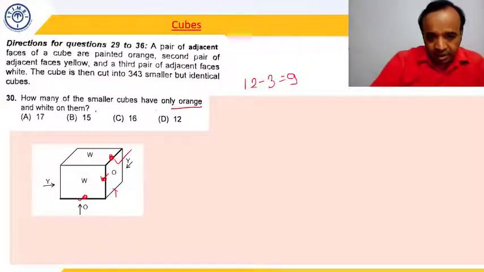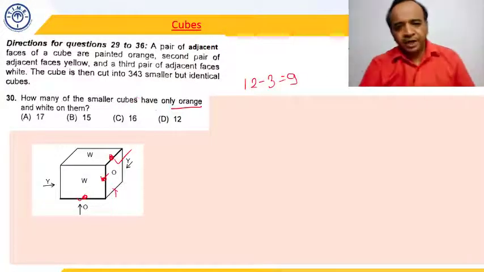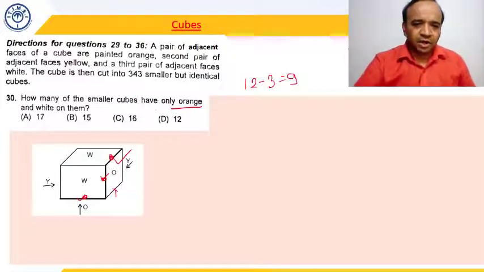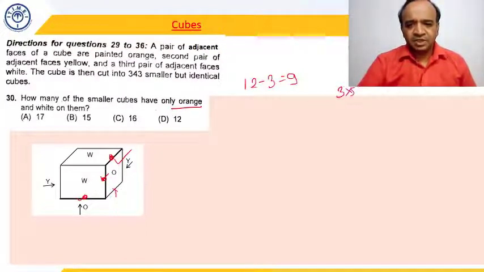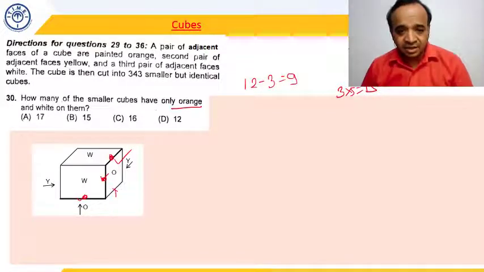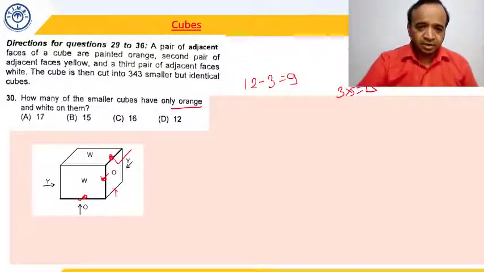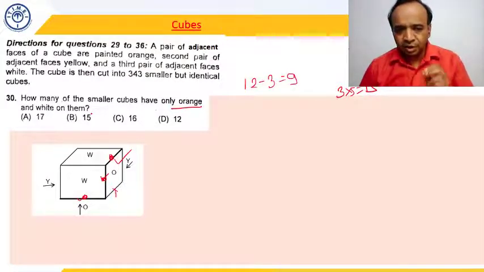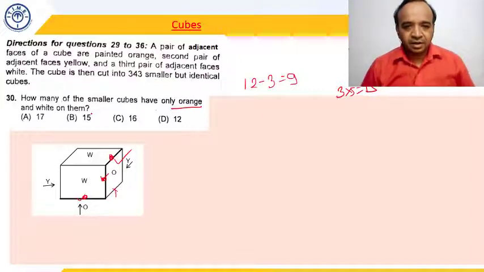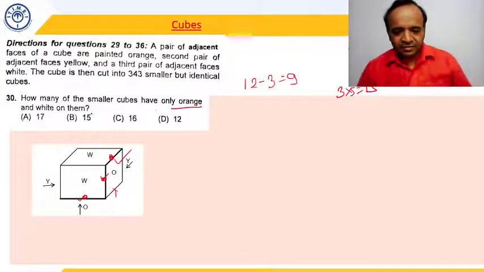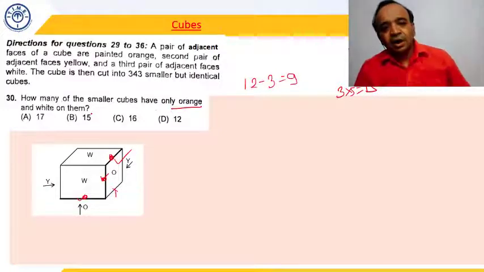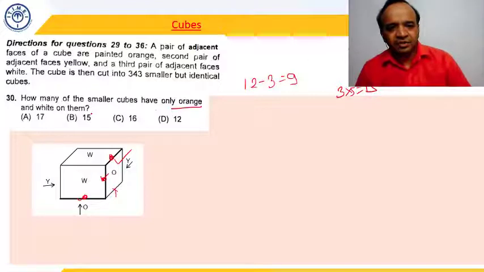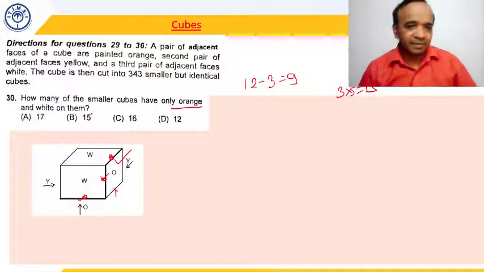So now the number of pieces with 2 painted faces, that is with only orange and white, is equal to 3 into 5, that is 15 such pieces. But wait, is this the answer for this question? Just wait, just look into the language. How many of the smaller cubes have only orange and white on them? Is it written that these pieces are with only 2 painted faces? No, it's not written. It means it can also consider those pieces with all faces painted with orange and white. If it is possible, then it will be considered.